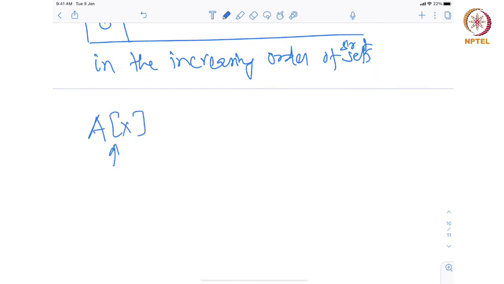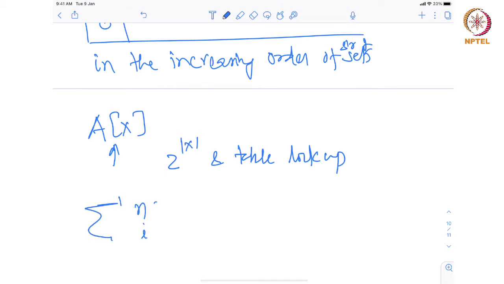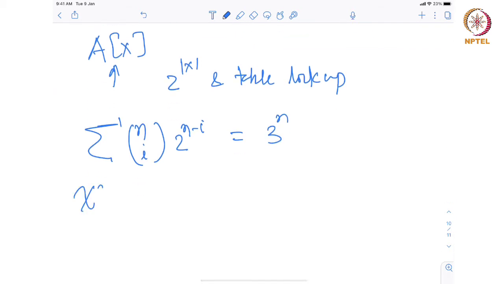Well, the time to evaluate A of x is basically 2 to the power cardinality of x and table lookup, right? So you take 2 to the power |x| entries and you take the minimum of that and you put that entry. So the running time of this algorithm is going to be the sum of n choose i times 2 to the power n minus i, and this is going to be 3 to the power n. So you can compute the chromatic number of a graph in time 3 to the power n.